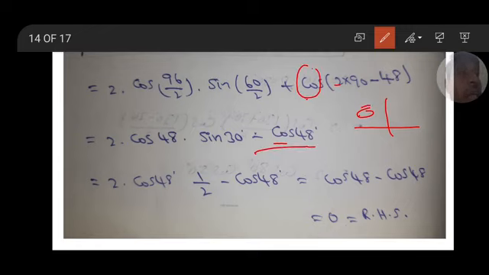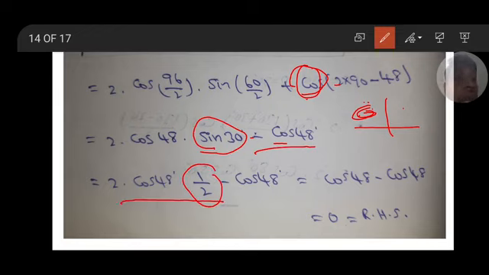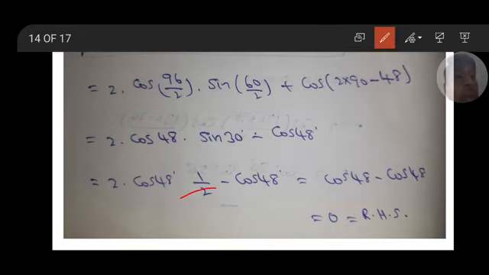Cos is negative in the second quadrant. All Silver: sin and cosec are positive, the remaining are negative, therefore cos is negative, that is minus cos 48. And sin 30 degrees means 1 by 2, that is 2 into cos 48 into 1 by 2 minus cos 48. Here the 2 cancels with 1 by 2, giving cos 48 minus cos 48, which means 0, that is the RHS.